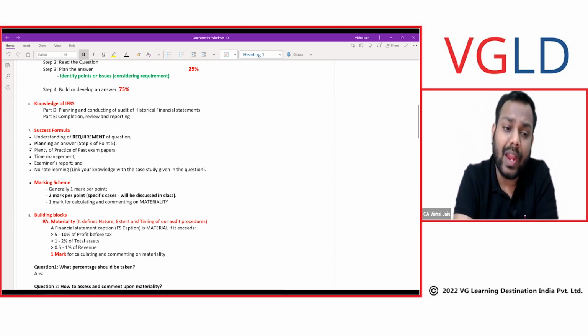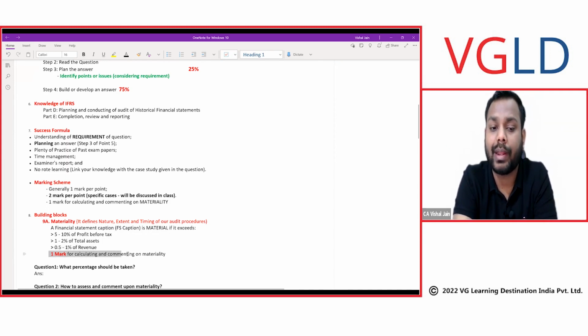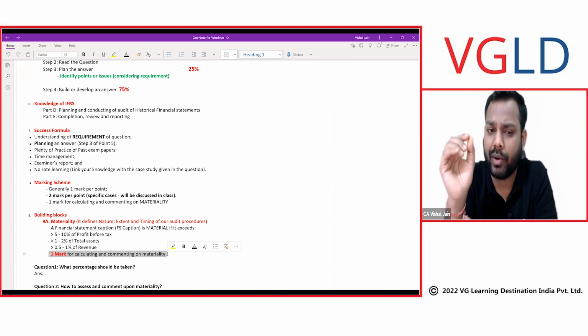if it exceeds 5 to 10% of profit before tax, or 1 to 2% of total assets, and 0.5 to 1% of total revenue. You will get one mark for calculating and commenting on materiality. Wherever you are calculating and commenting on materiality, you'll get one mark for it in the exam.